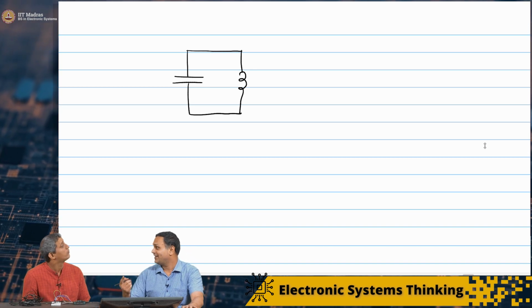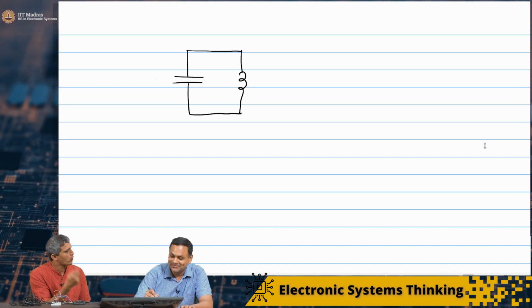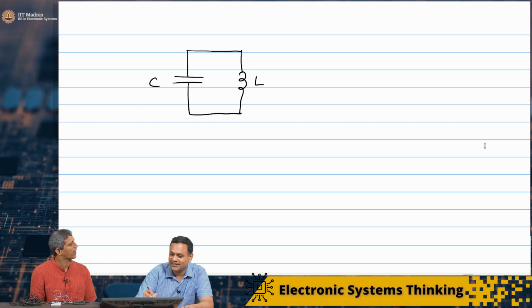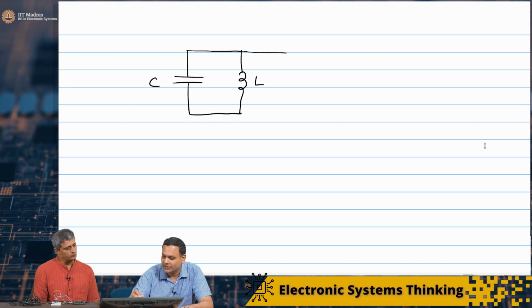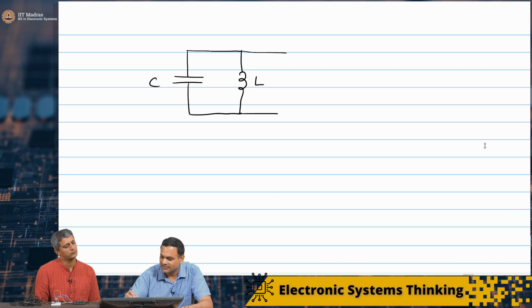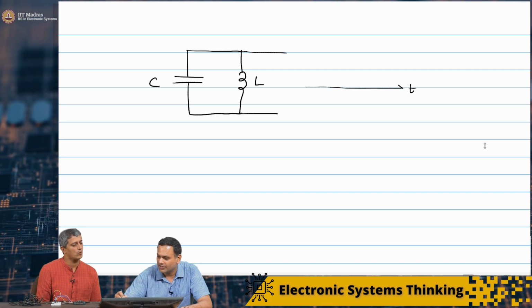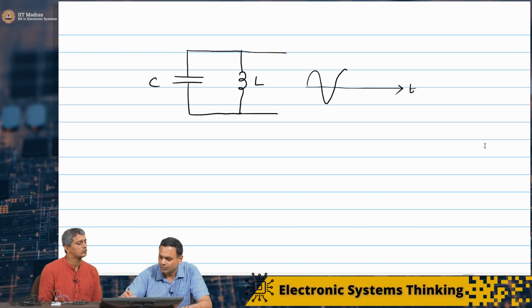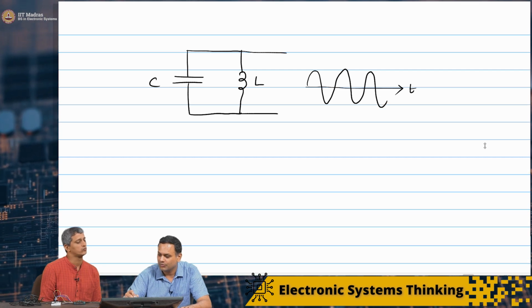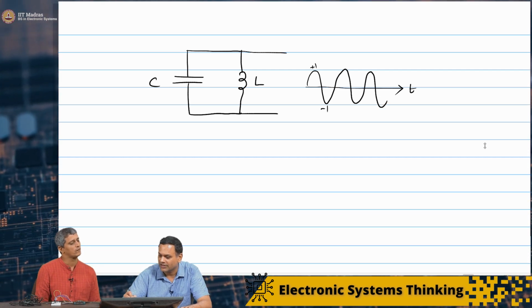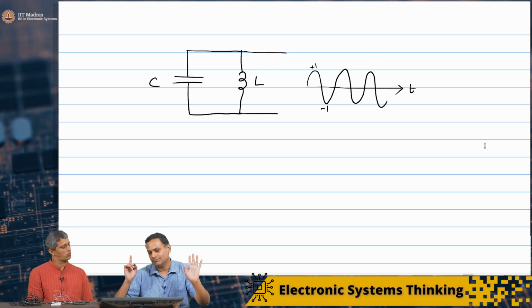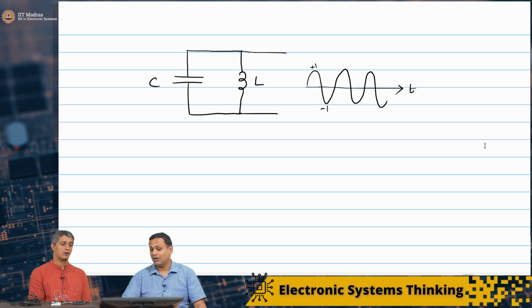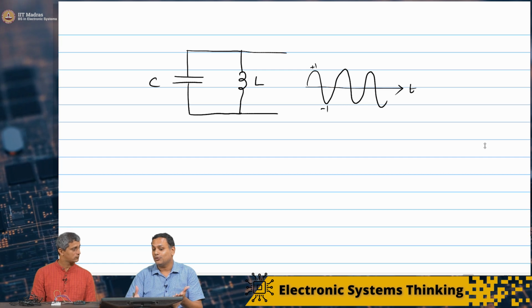It's like that frictionless mass, right? It just keeps going on and on forever. That's right. So if you look at this voltage, it will basically look like this. If I plot it as a function of time, it will continue to oscillate, going from +1 to -1, forever. Because I have nothing to lose, nowhere to lose that energy.